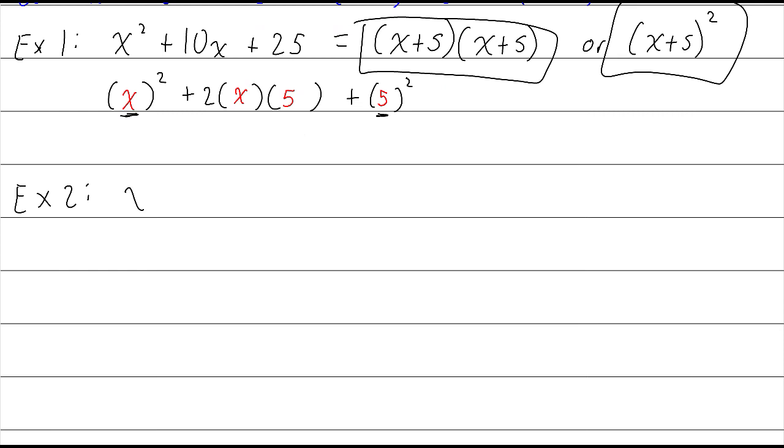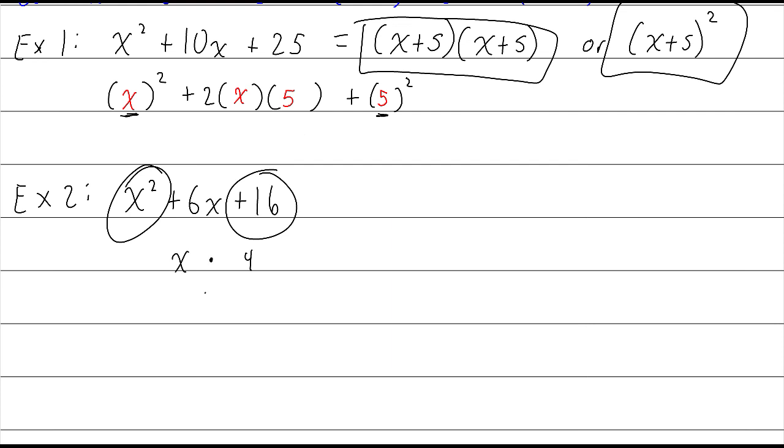So we have x squared plus 6x plus 16. The question is, is this a perfect square trinomial? If it is, then I can rewrite this in a way that allows me to factor it quickly. So I think about this x squared; that's x being squared. I think about this 16; that's 4 being squared. If I multiplied these two together, that would be 4x times 2, which would be 8x. Is 8x the middle term?